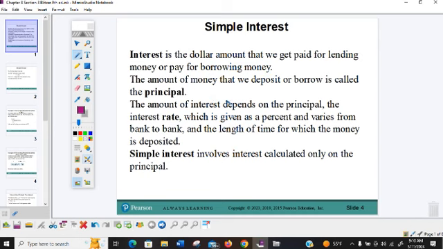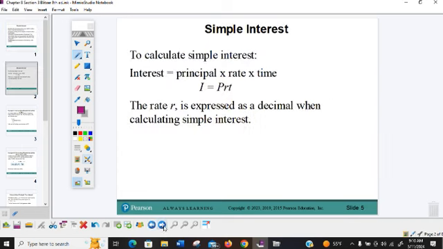The interest depends on the rate. So what is the rate they give you? And that depends on your credit score. It depends on the length of time you want that money. So there's a lot of different things that go into that. Simple interest involves interest that's only calculated on the principal. Okay, it's not like compounding interest.